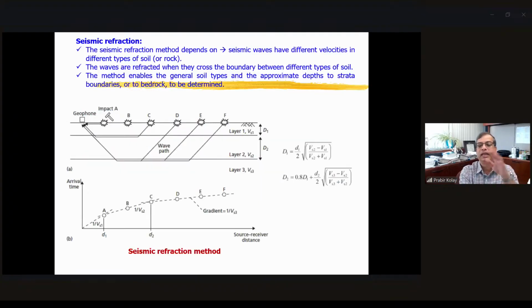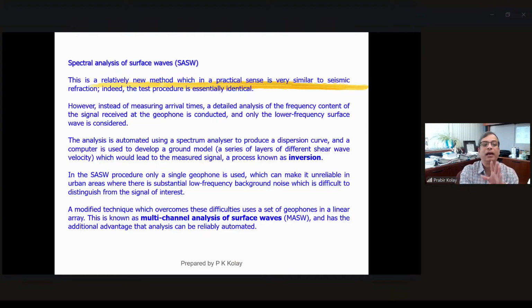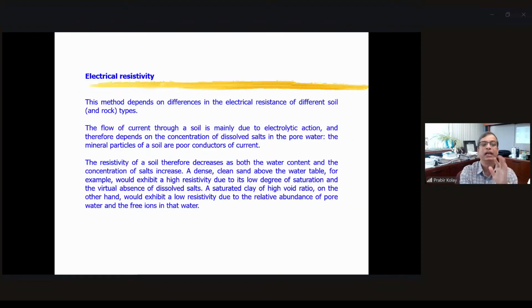Basically, if you know the shear wave velocity, you can calculate the different depths. Obviously, if the soil is very strong, the wave can propagate quickly, right? Spectral analysis of shear waves is the same thing. Again, you use multi-channel analysis for the shear wave. I'm not going to go into detail.